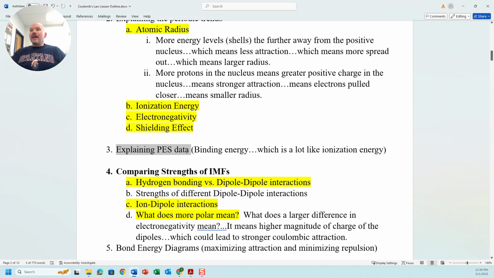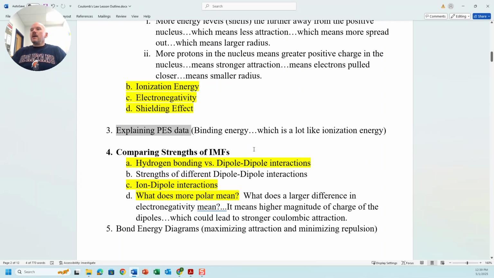Explaining PES, binding energy. Binding energy is pretty much synonymous with ionization energy. But comparing the IMFs, why do we call things different names when they look exactly alike when we draw them? Like if I draw a hydrogen bond between water molecules, that looks very similar to a dipole-dipole interaction between HCl molecules. Why do we give it different names? Well, it's because it has different strengths. But why does it have different strengths?